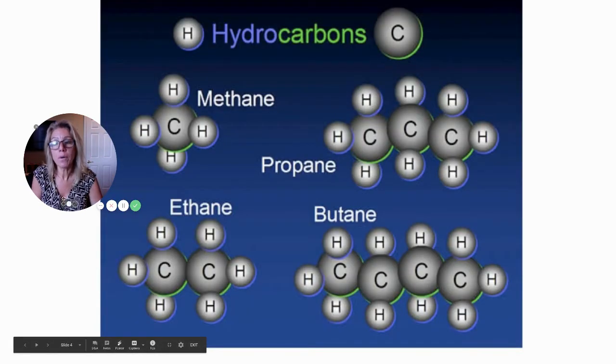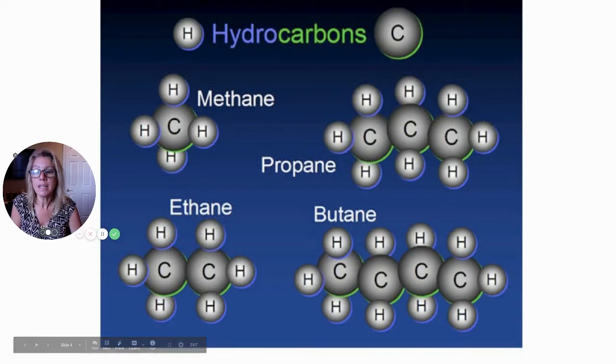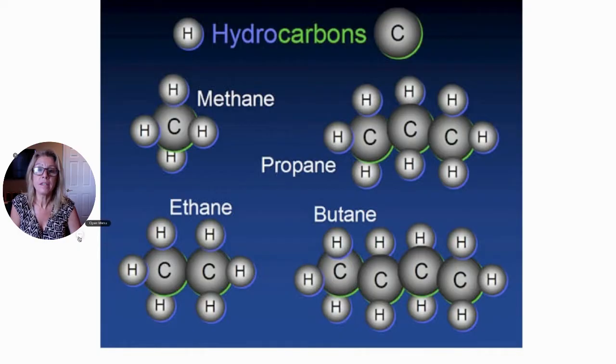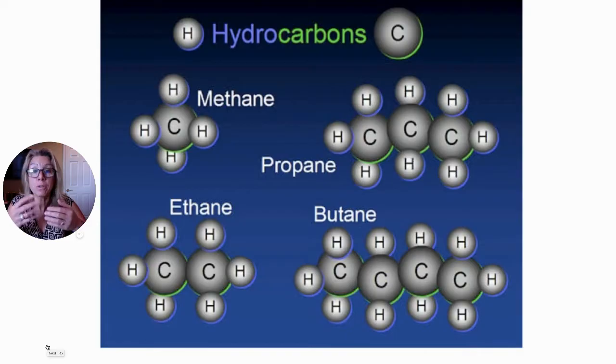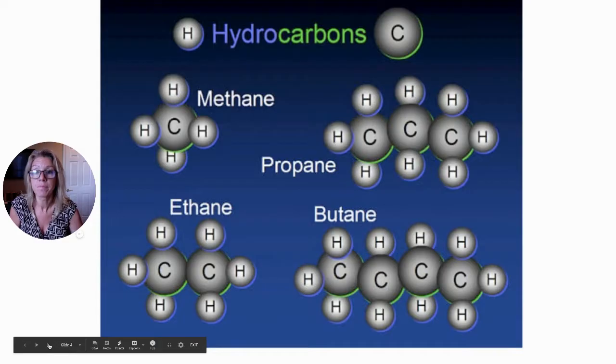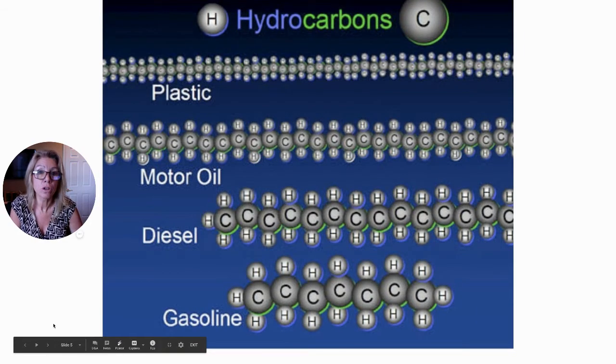Okay, so when we look at hydrocarbons, it is exactly like what it sounds like. It is hydrogen and carbon. So here are some examples of some hydrocarbons. You can see methane, propane, ethane, butane. These things look like fuel to me, right? Because we can burn them. Why? Because there's energy in the bonds between the carbon and the hydrogen. Here are some larger hydrocarbons: plastic, motor oil, diesel, and gasoline.